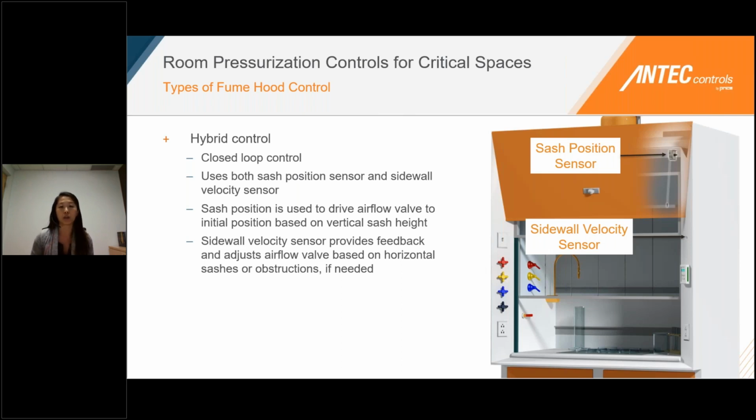So typically hybrid control is going to be the most accurate. But also one of the disadvantages is the fact that because now we have 2 pieces of equipment, it is a little bit more expensive up front, and it really is only recommended for combination sashes.